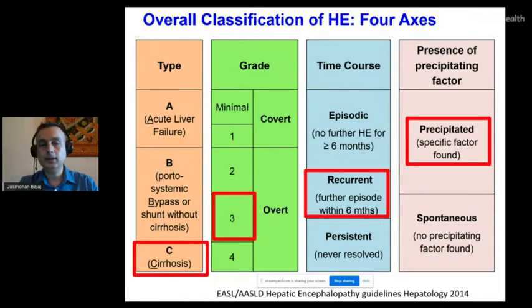So ultimately, if someone comes into the hospital confused and this is their multiple admissions, you should really put in the chart: this is type C, grade 3, depending on, of course, what the stage of the patient is. Recurrent hepatic encephalopathy with XYZ precipitating factor. So for example, we had a patient who came in with confusion. He had UTI and the UTI was with E. coli. And this is the first episode of HE.